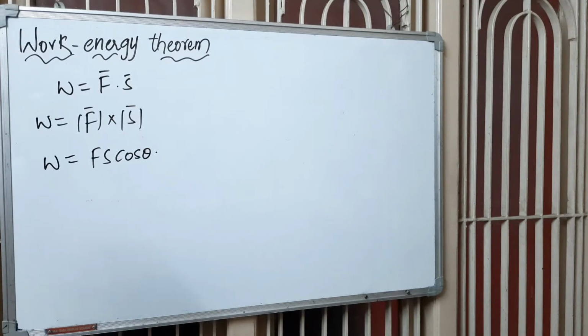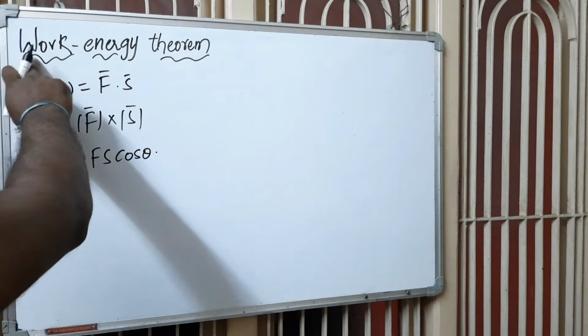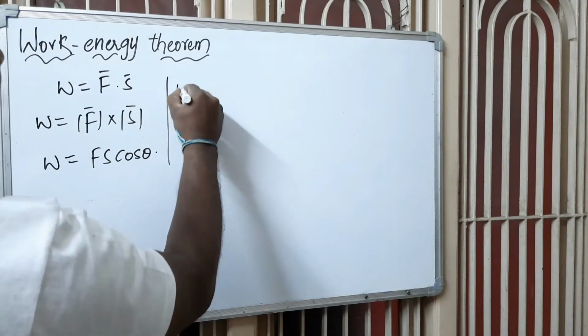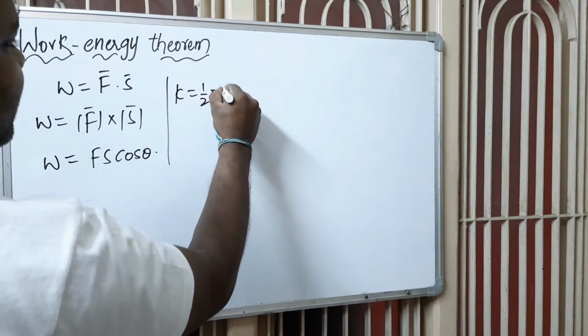Now about kinetic energy. We discussed work, now kinetic energy. Energy possessed by a moving body is called kinetic energy, and the kinetic energy of an object is a measure of the work that an object can do by virtue of its motion. Kinetic energy is given by K is equal to half m v square.